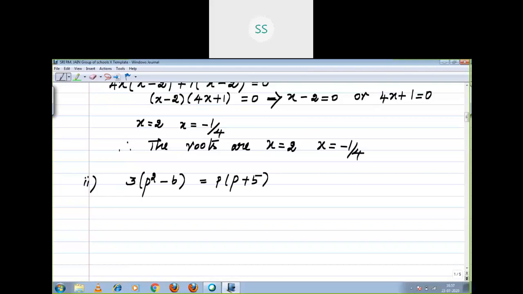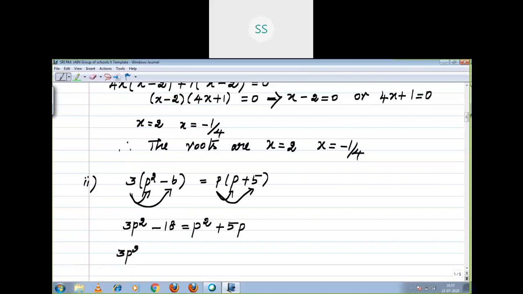It is not a quadratic equation. You are going to make it a quadratic equation, right? Now you have to multiply, use 3 and multiply, use 3 and minus 6. Here also the same. What you can get: 3p square minus 18 equal to p square plus 5p. Then you shift everything to the left hand side.